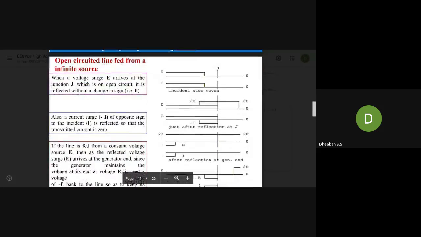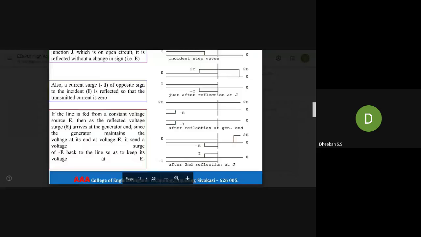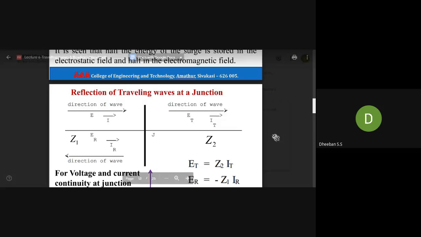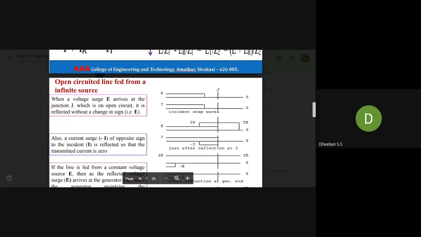Here they might have given it clearly. So what happens when a circuit is open circuited, a line fed from an infinite source? What they are specifying is, if this line is open circuited, if this side is open circuited, there won't be any kind of current flow. But here it is fed from an infinite source. So at that time what happens to your E and I? So that's what they are doing.